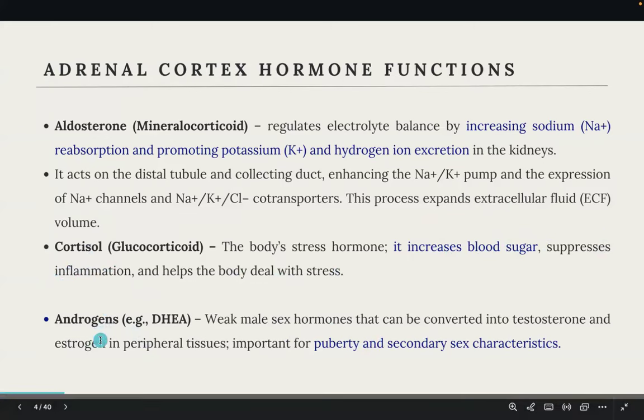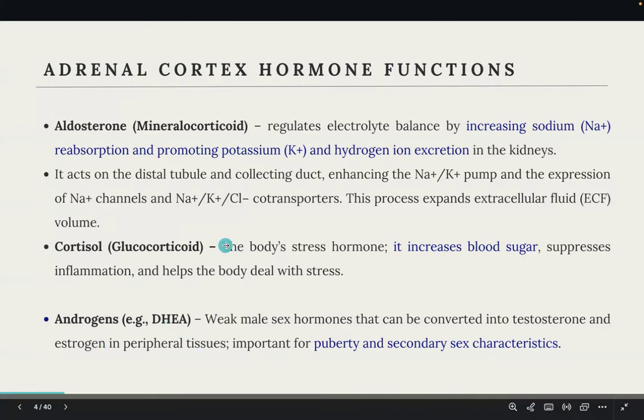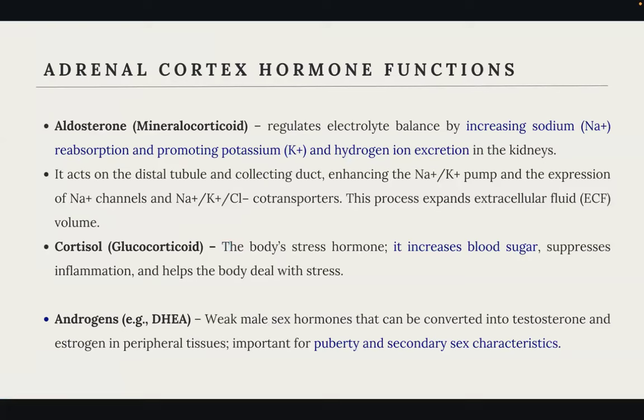Now, for androgens or gonadocorticoids, specifically DHEA, androstenedione is another one. They're basically weak male hormones, like I've mentioned before. And again, they're going to be created in an adult male or female, and peripherally in tissues, they get converted into testosterone, which is a more potent male sex hormone.